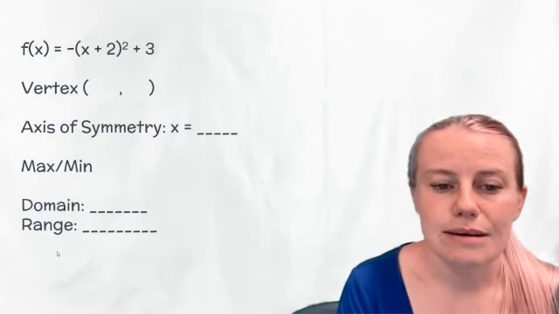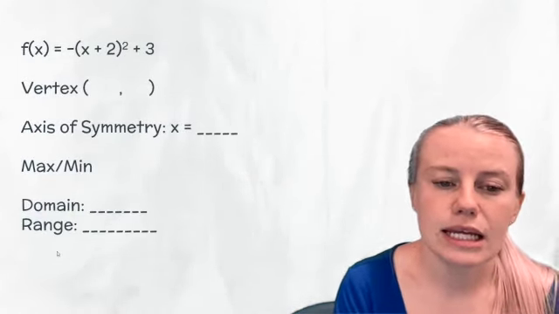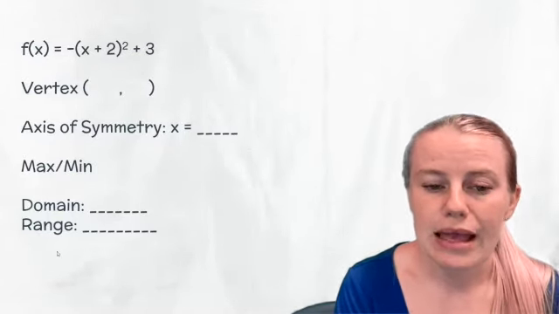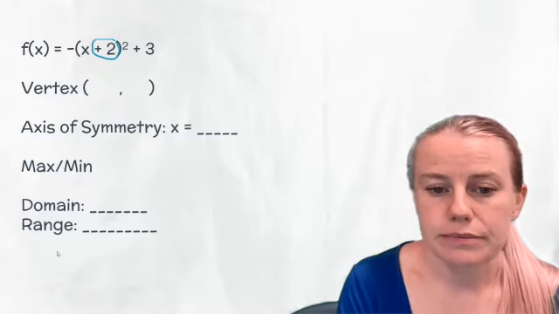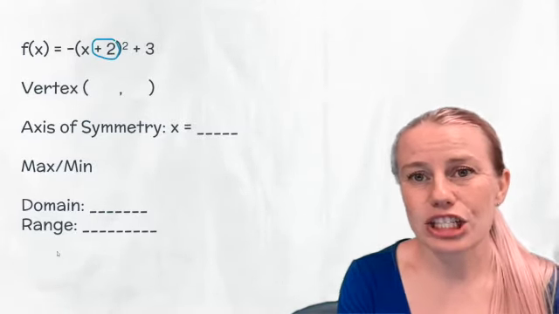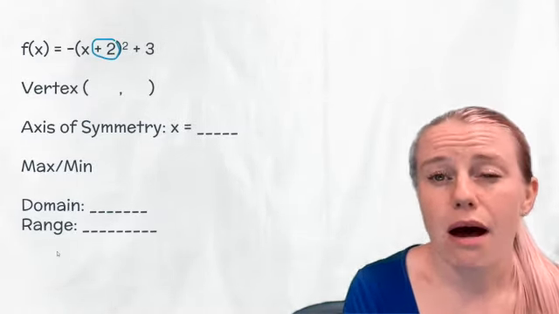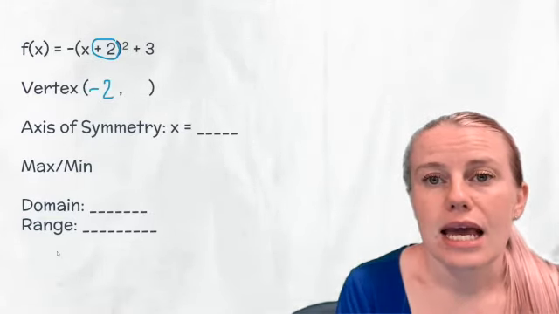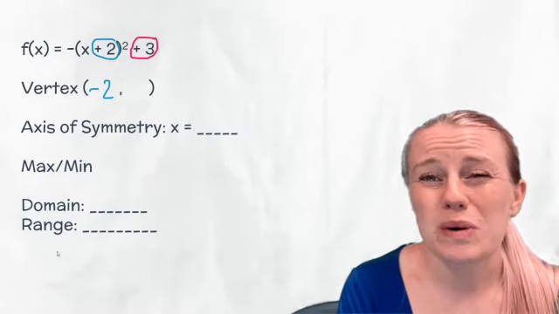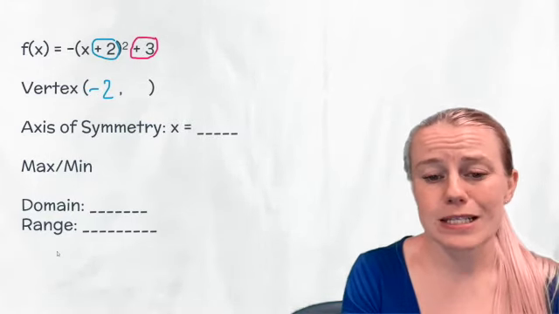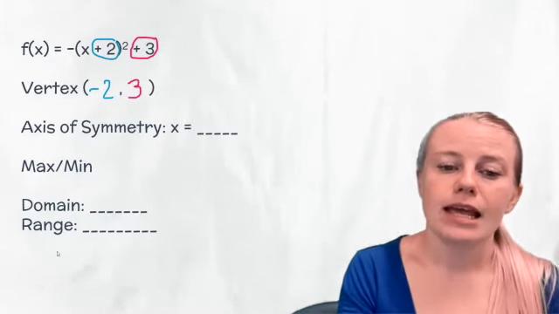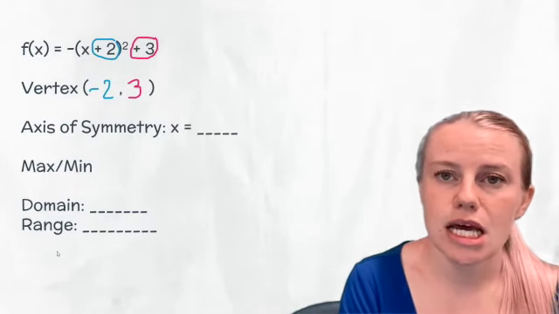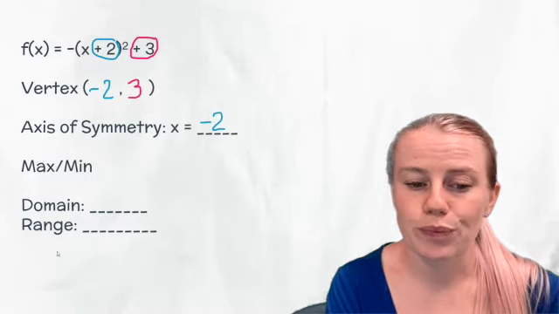Let's look at an example. We've got f of x equals negative, x plus 2, squared, plus 3. What's our vertex? So we take h, the opposite of h, it's positive 2, so it's going to be negative 2. We take k, we take that whole thing. Since it's positive 3, it's going to be positive 3. Our axis of symmetry is our vertex x, so x equals negative 2.